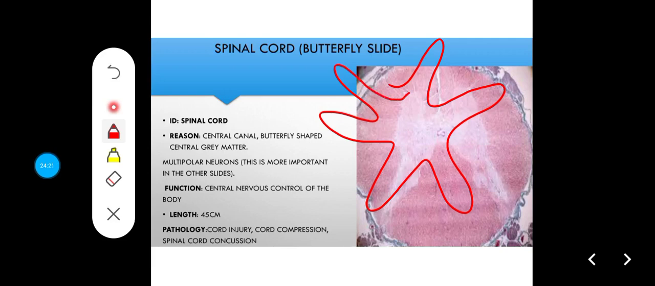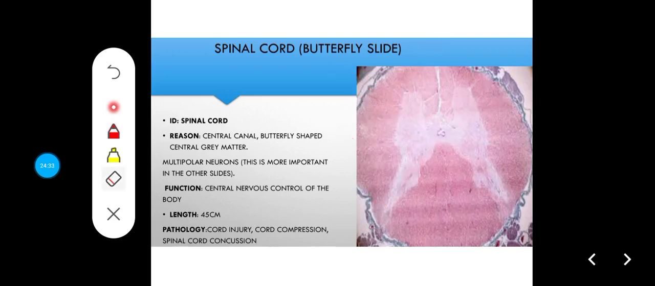So you see the multiple processes and then the nuclei. So this is how a multipolar neuron is shaped. Now, this is the gray matter, and then this is the white matter. Now this is the meninges of the spinal cord.